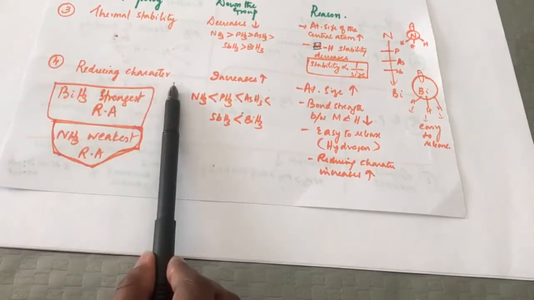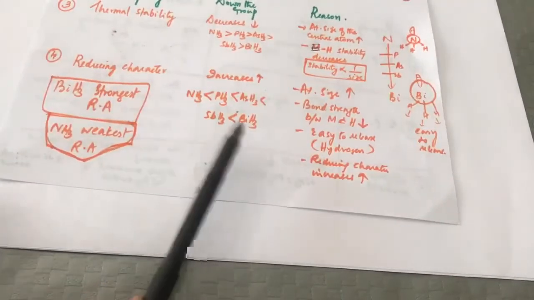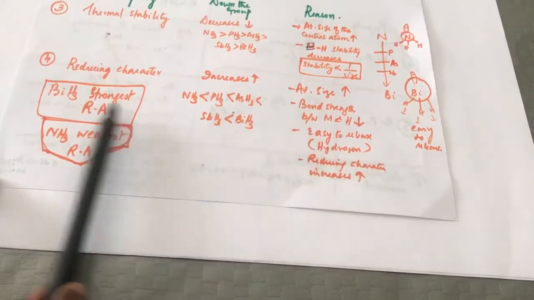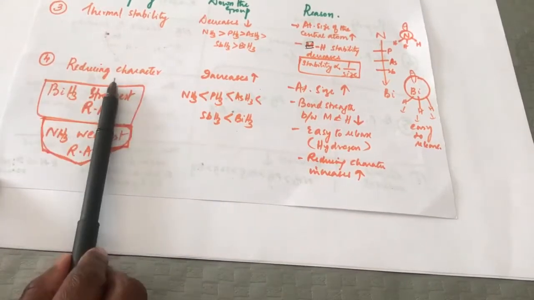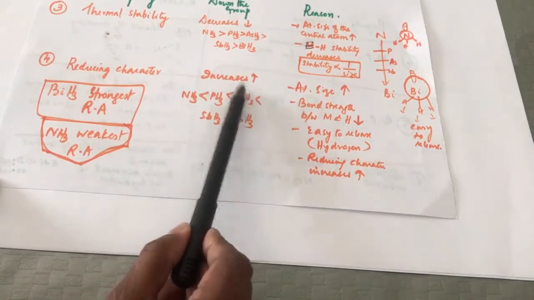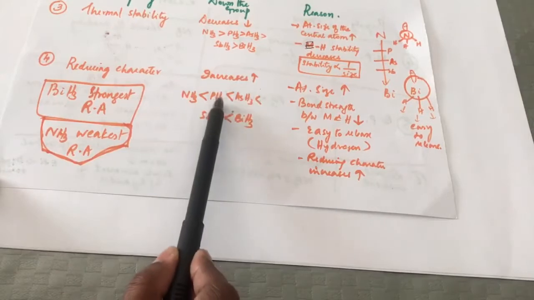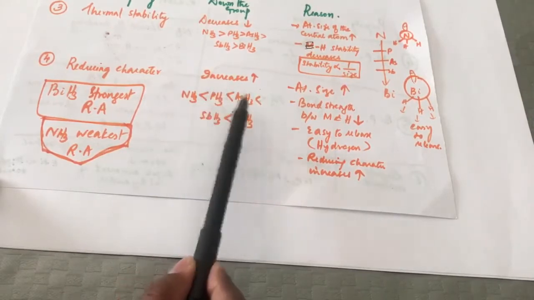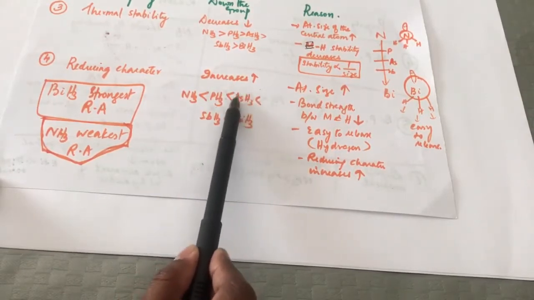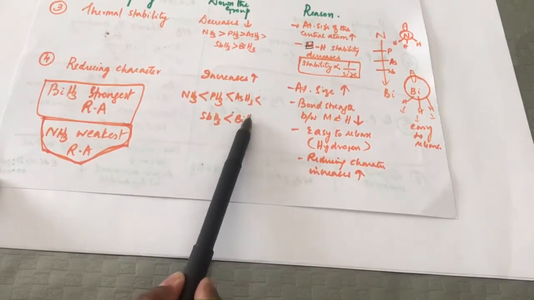What do you mean by reducing character? See, reducing character means it is easy to give away its hydrogen. Understood? So the reducing character increases. See, NH3 has very little reducing character, whereas PH3 has higher reducing character, and AsH3 is higher than that, SbH3 higher than that, and BiH3 higher than that.